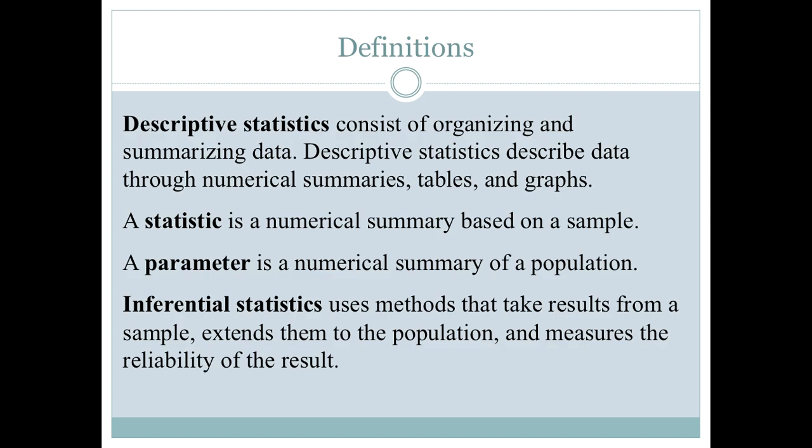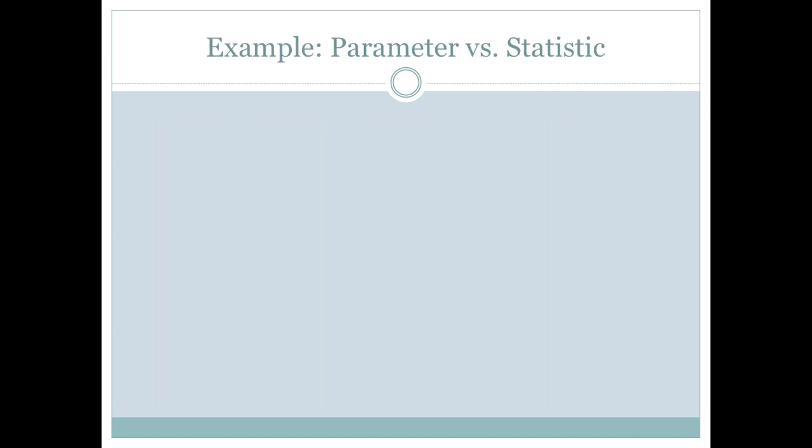Now, inferential statistics, basically, is the process of using some kind of method that takes results from a sample and extends them back onto the population and then measures the reliability of the result. So the whole idea with statistics is that we take our population, which is what we're interested in, and we take a sample from that population, since it's too time consuming and too costly to actually ask everyone what we're interested in. So we take that sample and we get a statistic, and then inferential statistics allows us to take the statistic that we obtained in our sample and extend those results back onto the population, and also give some kind of level of confidence around that conclusion.